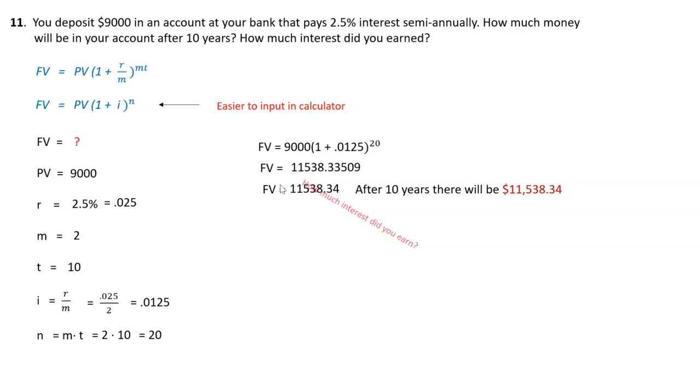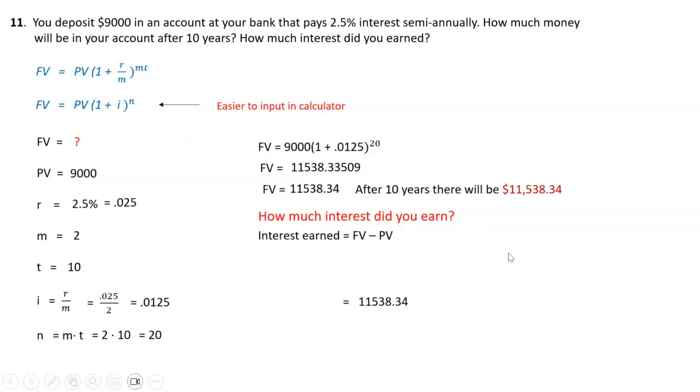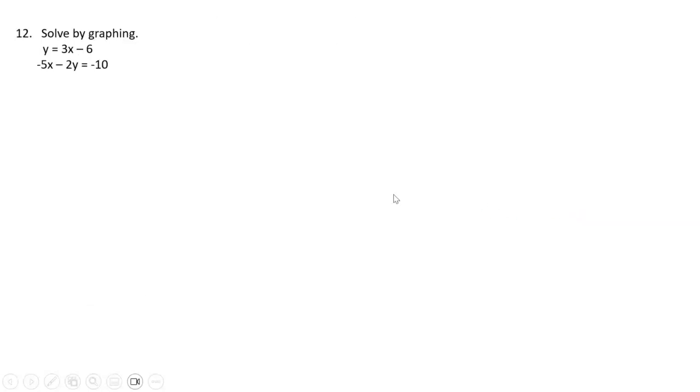Now, how much interest did you earn? So we're going to use the interest earned as future value minus present value. So this is what you ended up with in 10 years, and this is how much money you invested. So we subtract the 9,000 from the 11,538.34. So this is how much interest you earned, which would be $2,538.34. That's the amount of interest that you earned after you deposit $9,000 in an account. After 10 years, you earn $2,538 of interest.